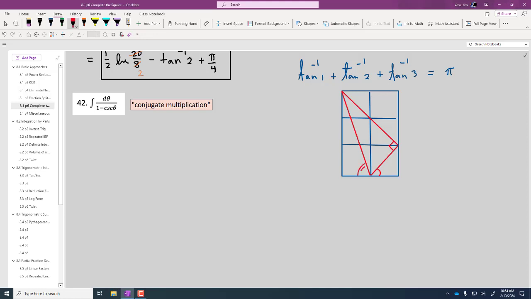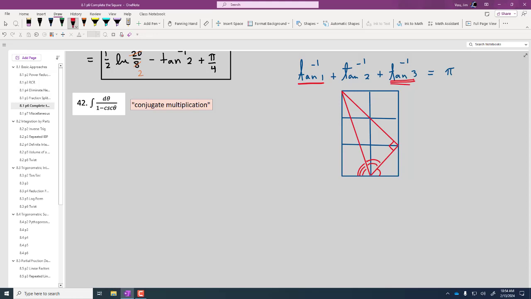this angle over here is arctan of 3. It is the angle that has a tangent of 3. The tangent of this angle is opposite, which is 3, over adjacent, which is 1. So that is arctan of 3. Arctan of 1 is this one. And then the one in the middle here, that is arctangent of 2, because the tangent of this angle is 2 diagonals over 1 diagonal. So the arctangent of 2 is that middle angle there.